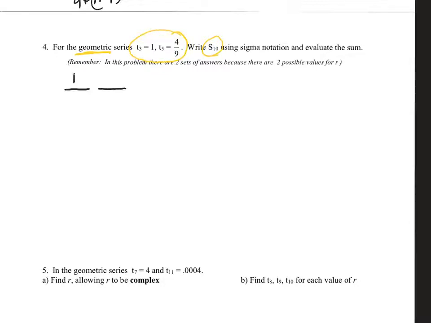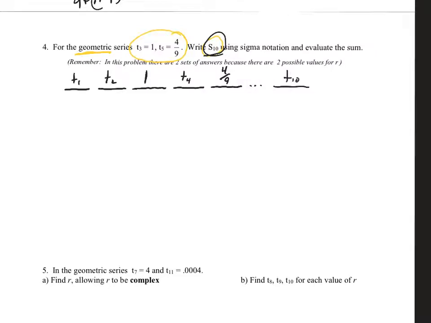So this is my first term. I don't know what it is. This is my second term. I don't know what it is. My third term is 1. My fourth term, don't know what it is. And then my fifth term, I do know is 4/9. And this is going to go all the way out to my 10th term. And the reason why is because we want to find the partial sum of the first 10 terms.